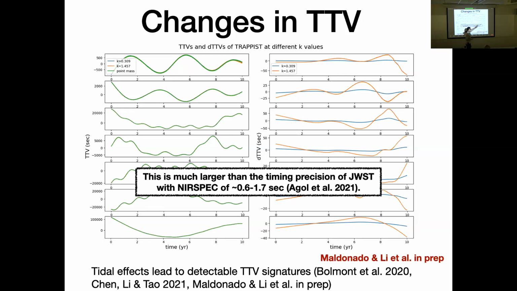And then for the TRAPPIST-1 system, where the planet-planet interaction is very strong, we can see the change in transit time can go up to around 1 minute, and this can be measured by JWST. So this could be a cool way to actually constrain the planetary spin axis from observation.